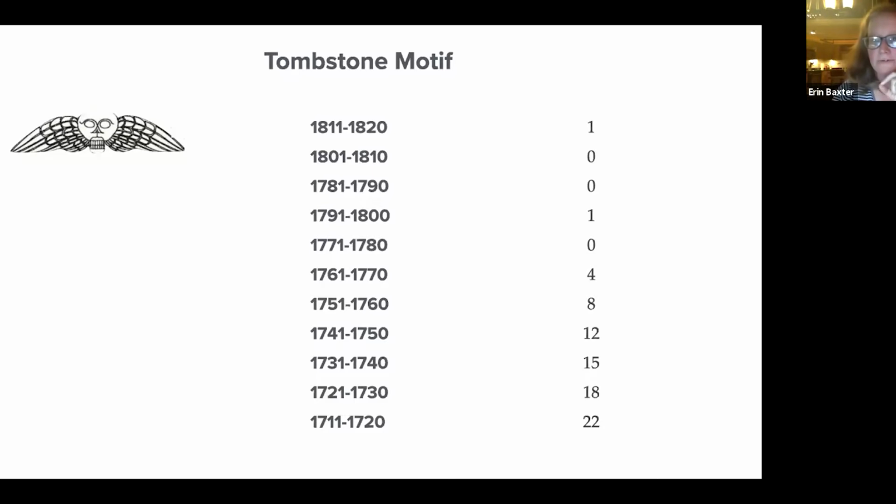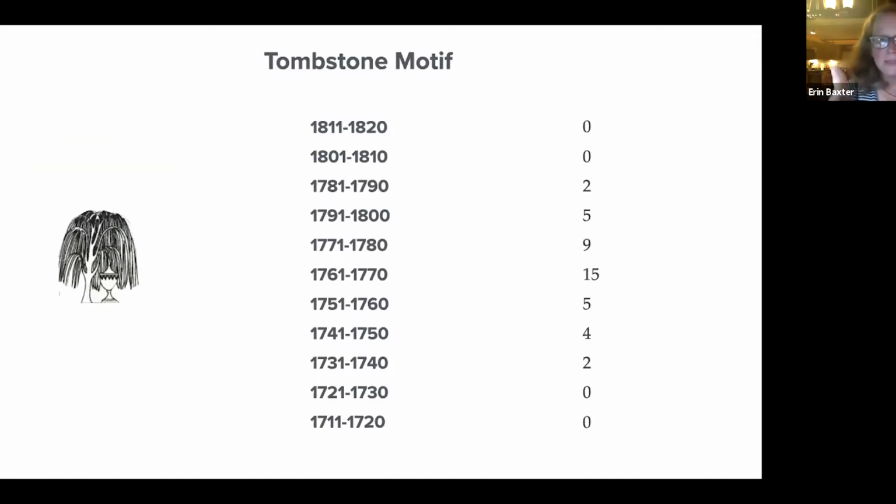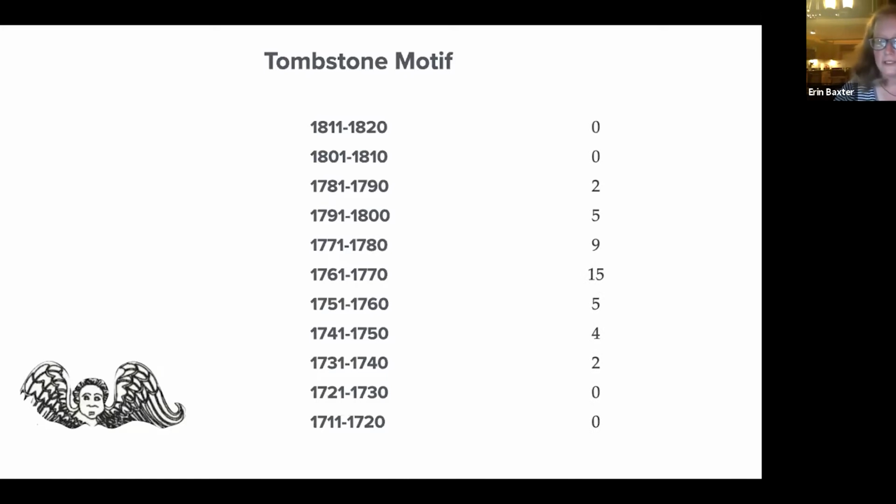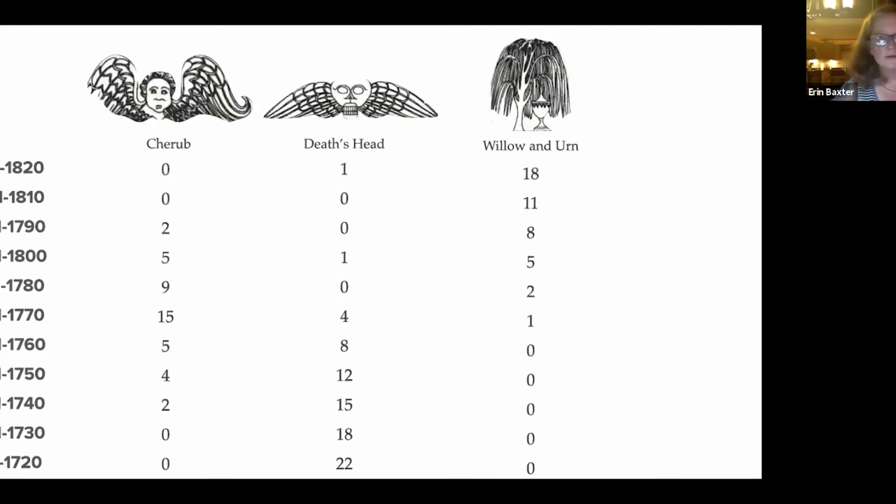I had to go to graduate school for like 14 years to do this. Okay, not 14, but it was a lot of years, and I'm very gray because of this, but this is way more fun. You do the same thing for the willow and urn. The years are the same, the trait is slightly different, and you record the level of frequency off to the side. Then you do the same thing for the cherub. Easy?